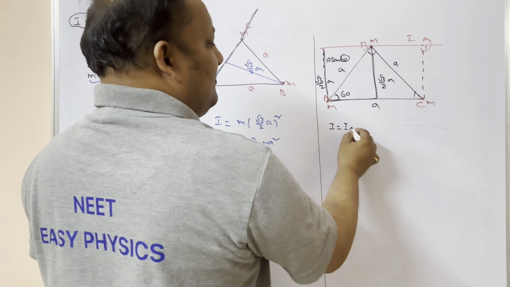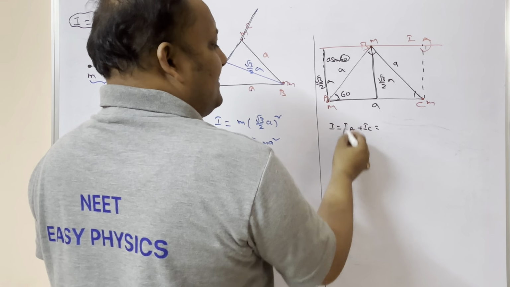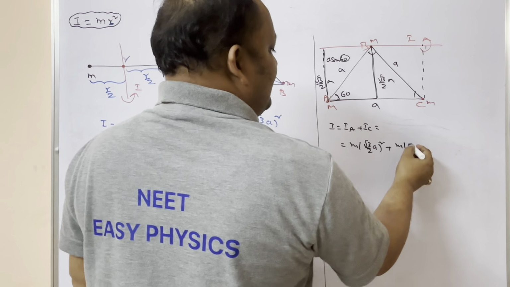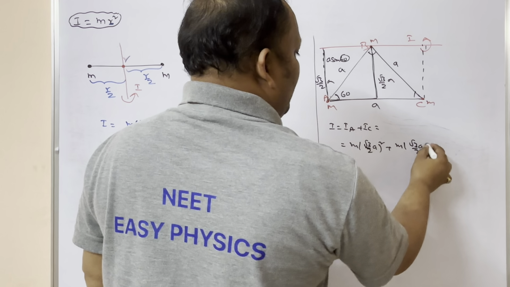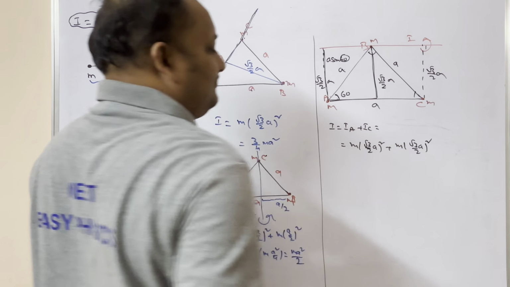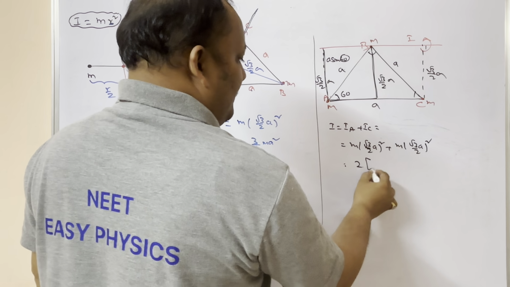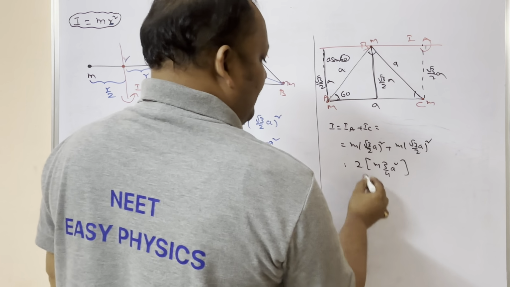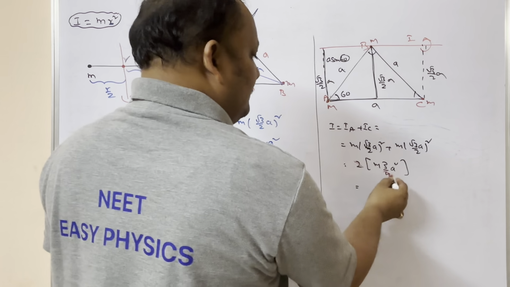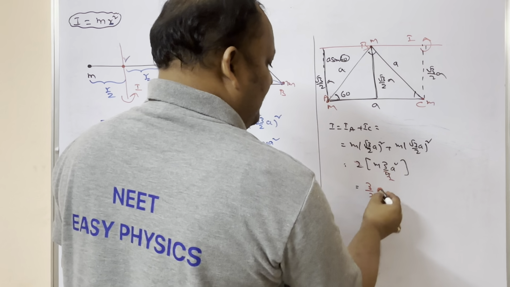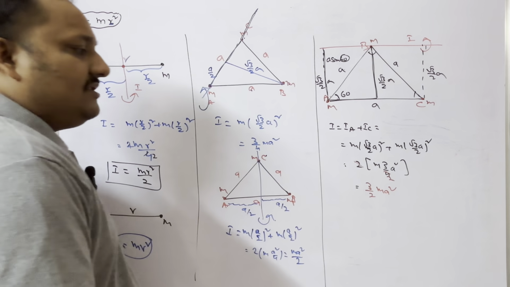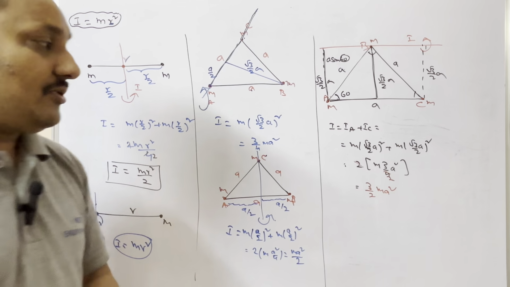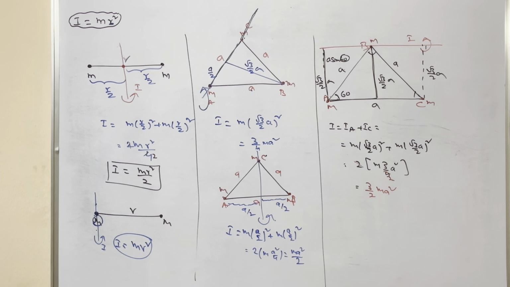So, moment of inertia is equal to Ia plus Ic. A is at a distance root 3 by 2 a, whole square. This C is also at a distance root 3 by 2 a, whole square. So, 2 times m into (root 3 a by 2) whole square, which means 3 by 4 a square. This 2 will cancel with the 4, so 3 by 2 m a square. You can see how we are going to do the problems, just by applying the equation.